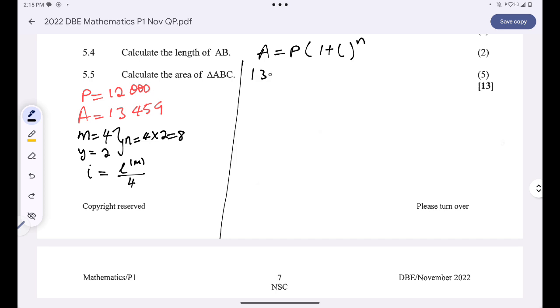This is 13,459 rands is equal to 12,000 rands, (1 + i_m/4) to the power 8. All together.